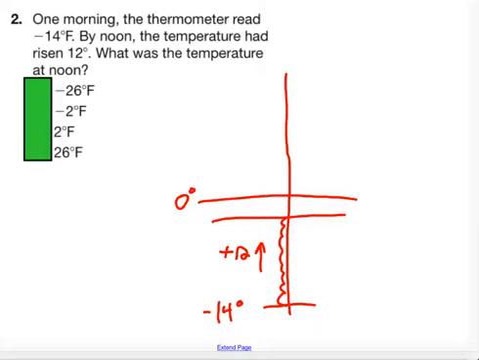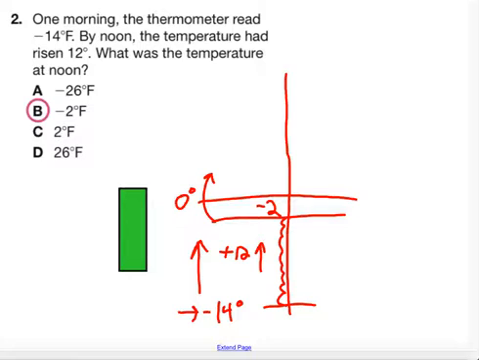Because you are at negative 14 and you are rising, you are going up, but you do not have enough to go over into the positive numbers. You only have enough to make it to negative 2. So your answer for this is negative 2.